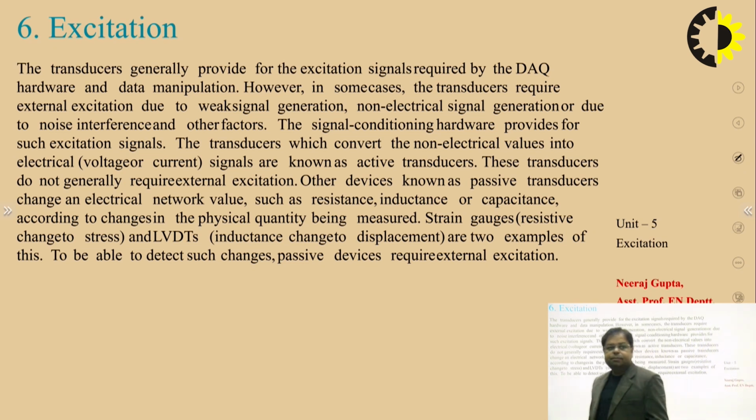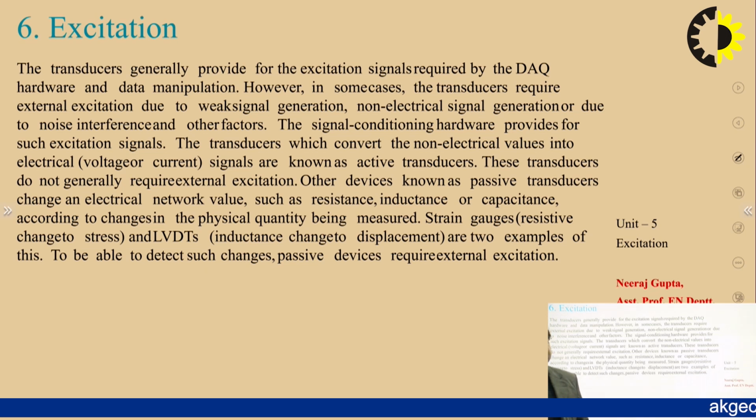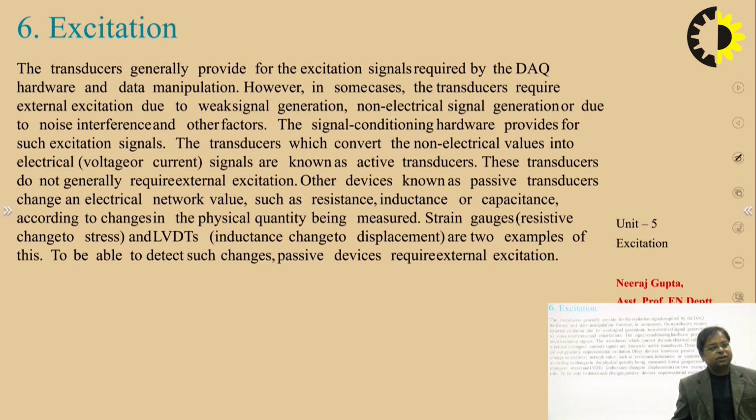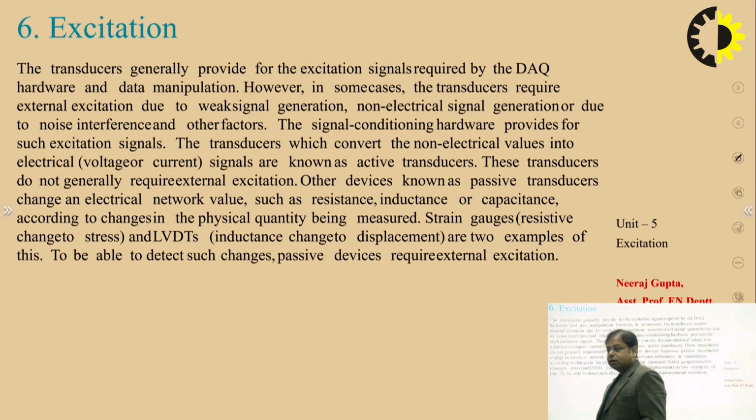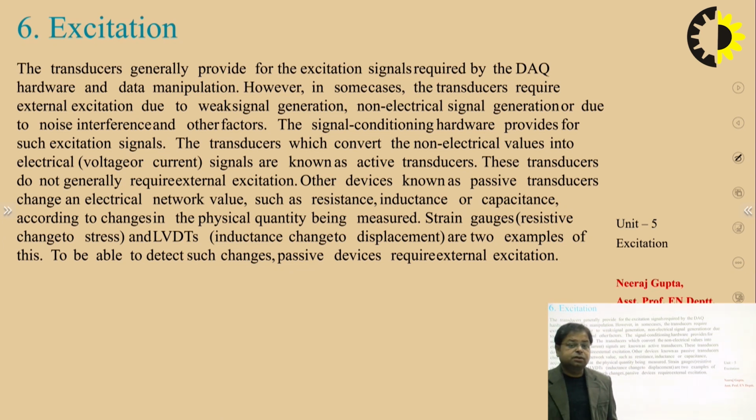The signal conditioning hardware provides such excitation signals. Transducers which convert non-electrical values into electrical values like voltages and currents are known as active transducers. If they get that energy within themselves, without any biasing, they are considered active transducers. They do not generally require external excitation, while other devices, known as passive transducers, require external biasing. For example, the LVDT is a passive transducer. Piezoelectric crystals and thermocouples are examples of active transducers. They do not require any external biasing.